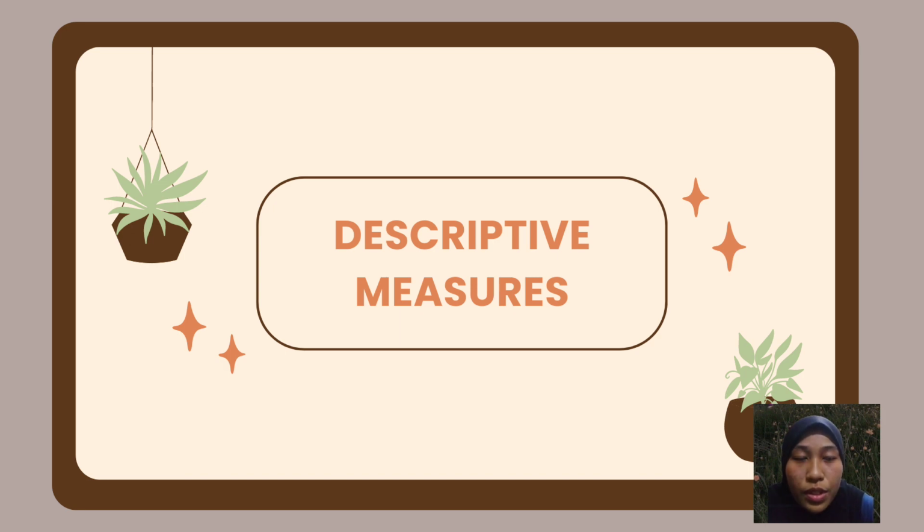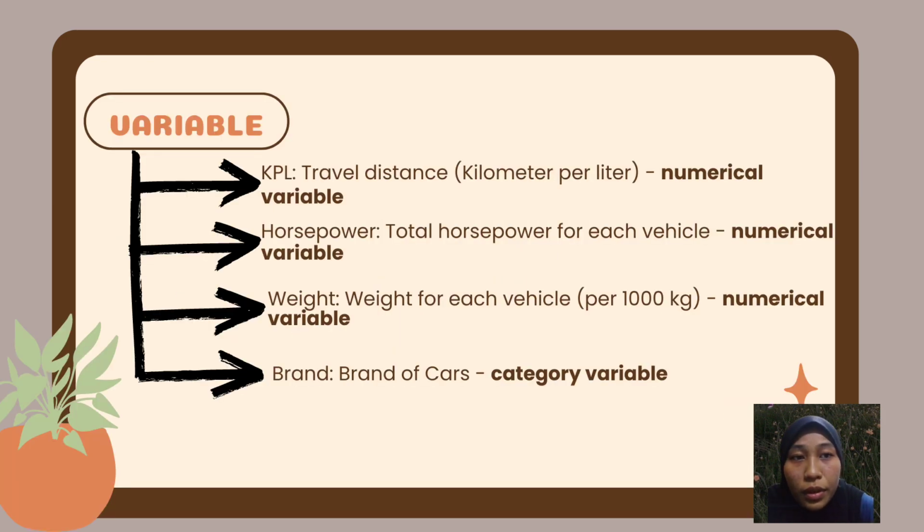3.0 Descriptive measures. KPL is a numerical variable. This is because the values of KPL are digit numbers such as 12, 13, 14 and so on. The variable horsepower is numerical. This is because the values of horsepower are numbers, which makes it a numerically based variable. The values have digit numbers such as 4.603, 4.604 and so on. And last, brand is an example of a categorical variable. The car brand has classification names such as Honda, Ford and Alps.